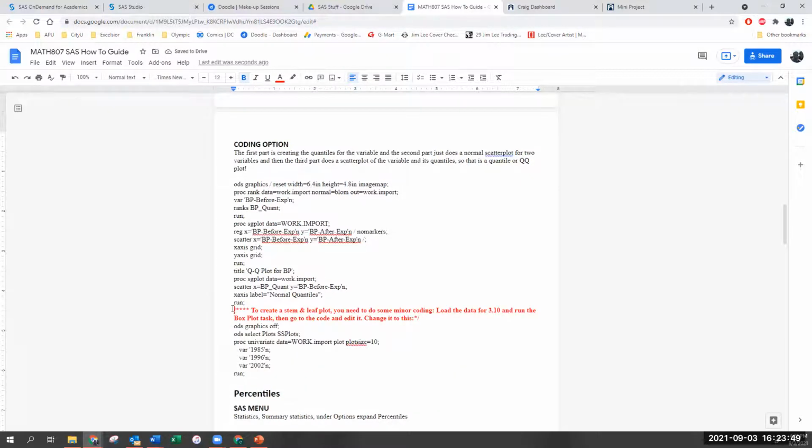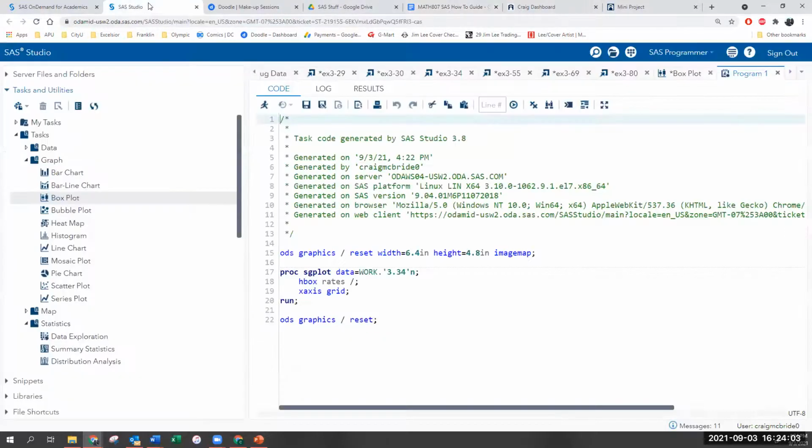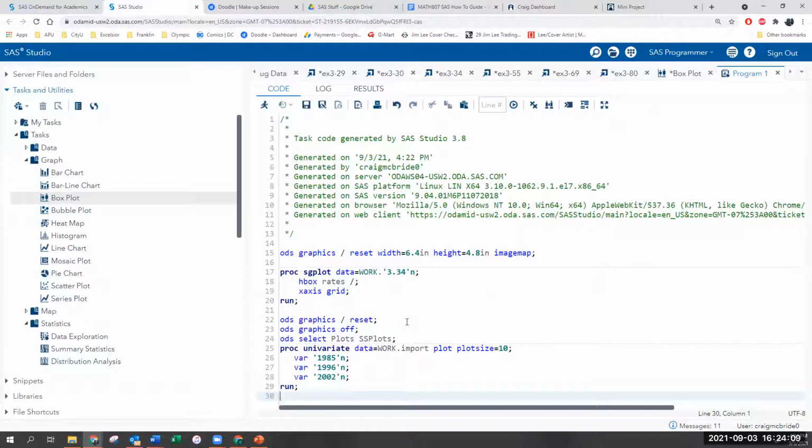So I've got to move that here to the right week. Okay, so if we copy this data, this code, to SAS Studio and just put it in down here, and then we just need to fix it.